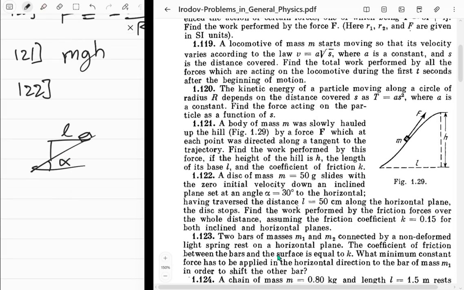The disk stops. Okay, assuming the friction coefficient k is equal to this value for both inclined and horizontal plane. Wait, what? What do I have to find? Oh, okay, find the work performed by the friction forces over the whole distance, assuming the friction coefficient is this for both inclined and horizontal plane. Wait, what? Did they put some kind of figure? No, they didn't.